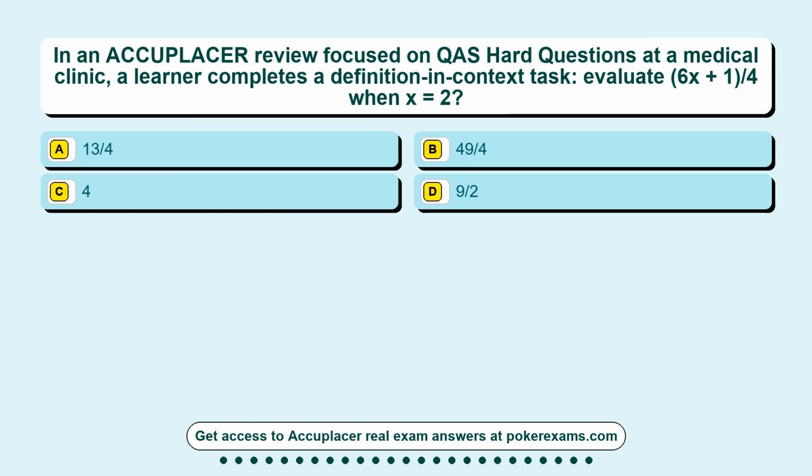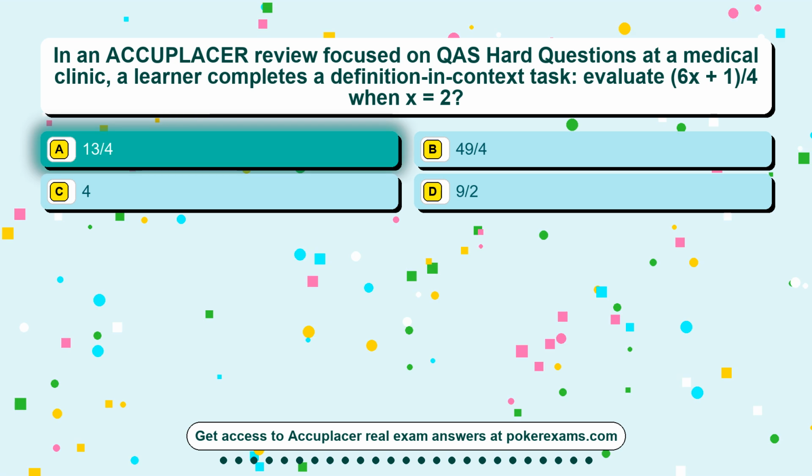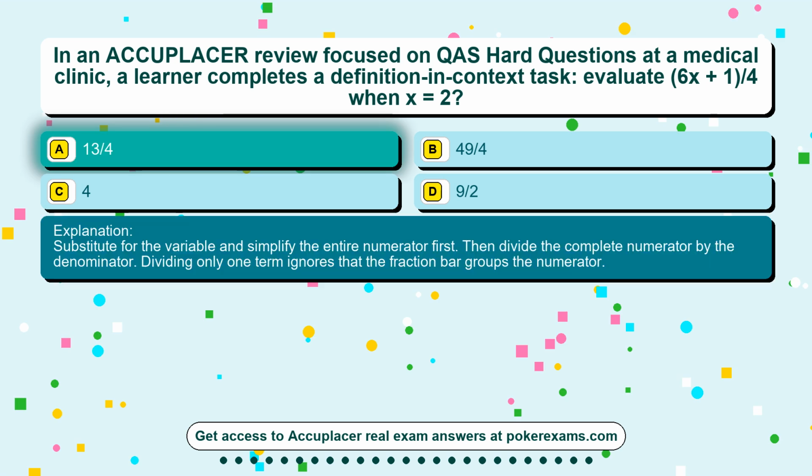Question 6. In an ACCUPLACER review focused on QAS hard questions at a medical clinic, a learner completes a definition-in-context task. Evaluate (6x + 1)/4 when x equals 2. Option A 13/4, option B 49/4, option C 4, option D 9/2. The correct answer is option A, 13/4. Substitute for the variable and simplify the entire numerator first. Then divide the complete numerator by the denominator. Dividing only one term ignores that the fraction bar groups the numerator.